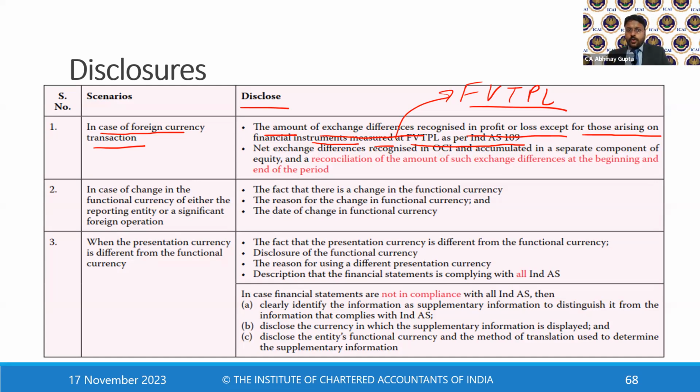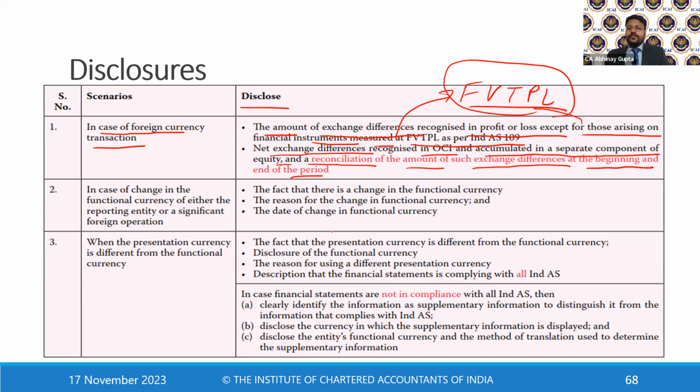So we just need to disclose for all other items, because for this, the disclosure will be well captured by Ind AS 107 as well, right? Which is a disclosure standard for the financial instruments. Now, net exchange difference recognized in OCI and accumulated in separate component of the equity, and a reconciliation of the amount of such exchange differences at the beginning and end of the period.